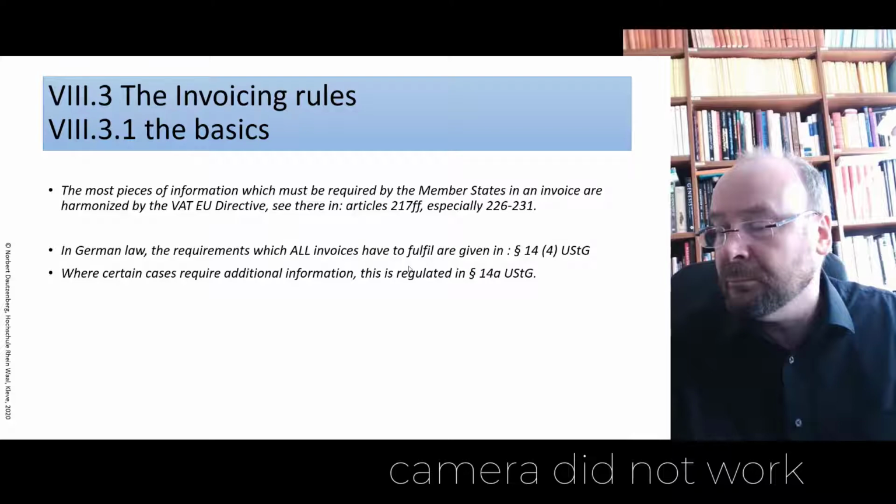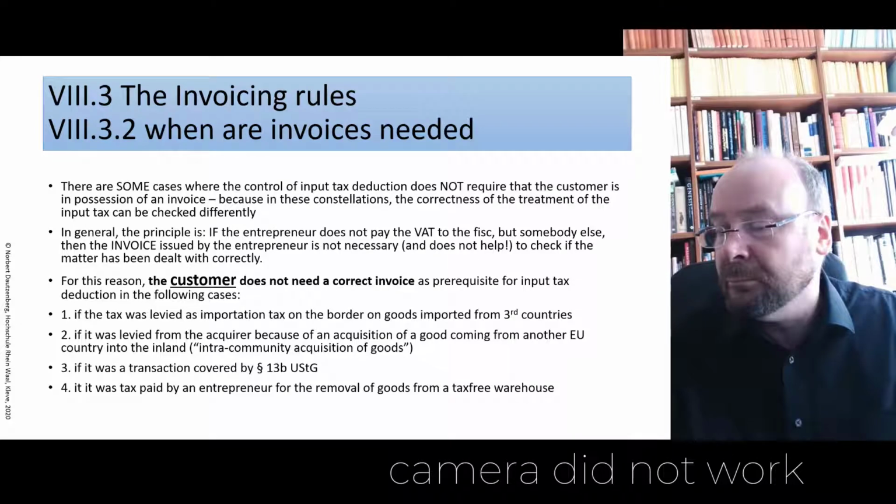That's the basic list which must be fulfilled in every invoice, and in certain cases you need additional information to place on an invoice, or there is a deviation, and that is then all concentrated in paragraph 14a UStG. So these are the two ones which you have to check at every end of a case in order to make some prey.